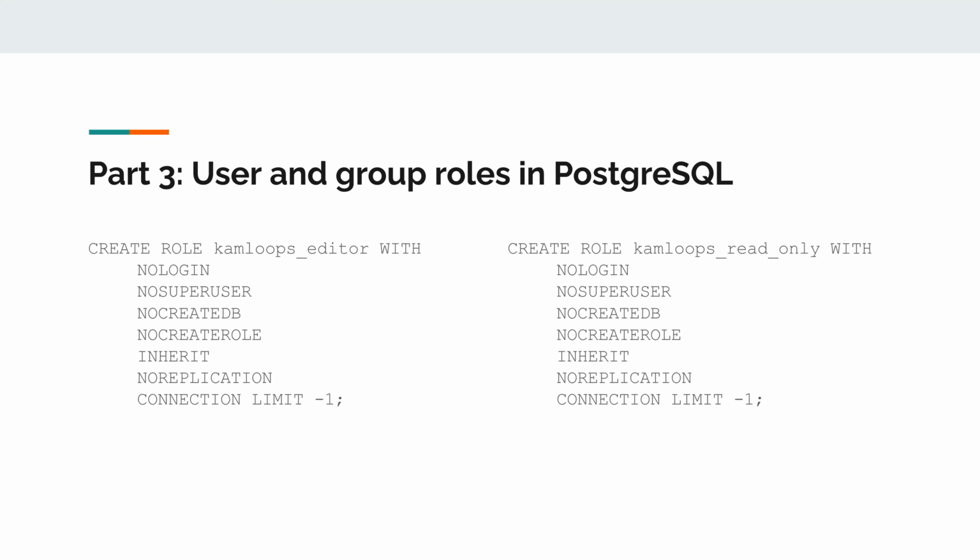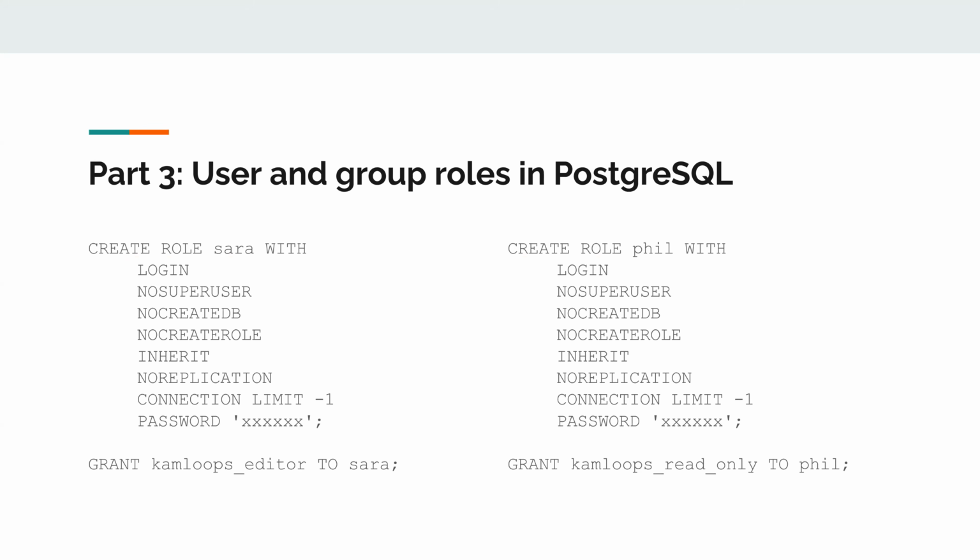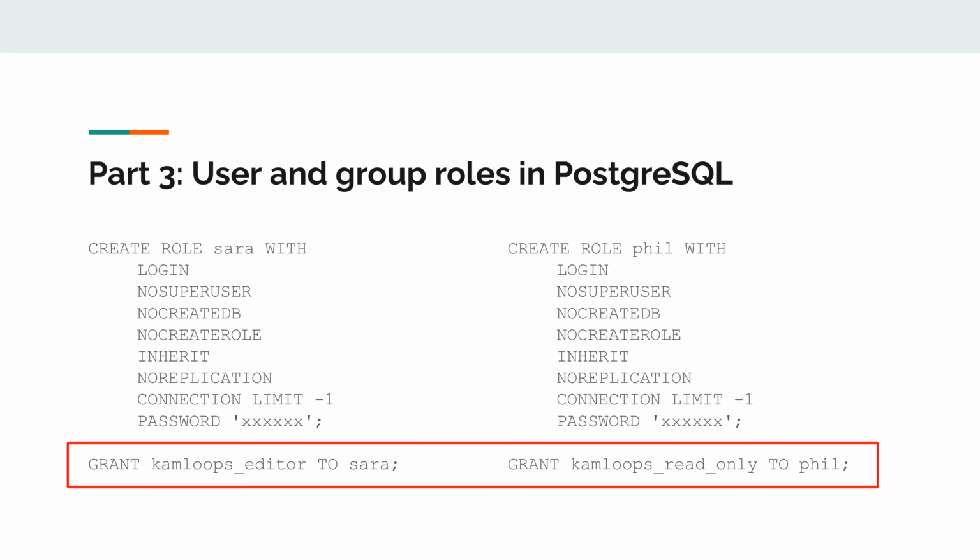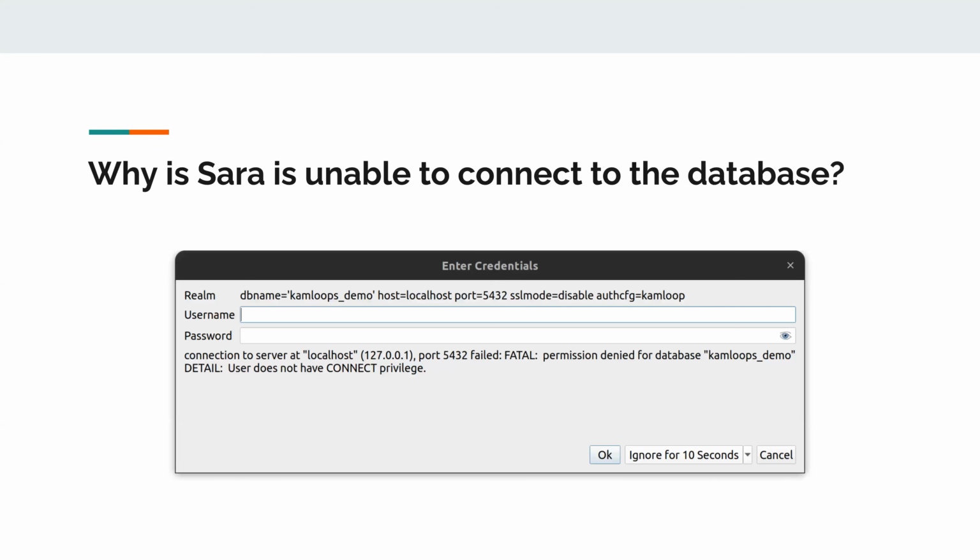When we're creating these roles, we're simply creating the Kamloops editor role and the Kamloops read-only role. But the big thing here is that these are no login roles. Then we grant that role to Sarah, and we also granted it to John, and then we granted Kamloops read-only to Phil down at the bottom. But for some reason, why is Sarah still unable to connect to the database?